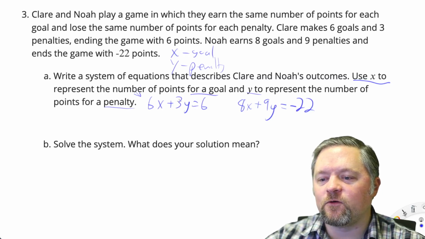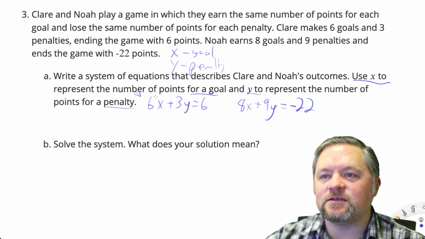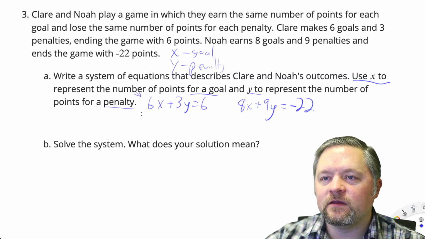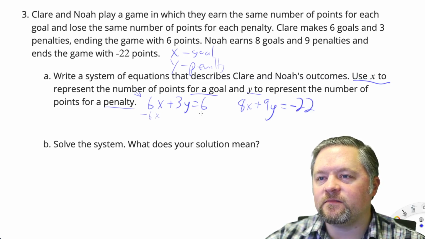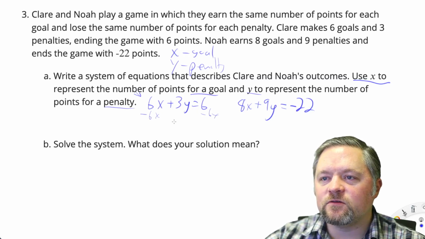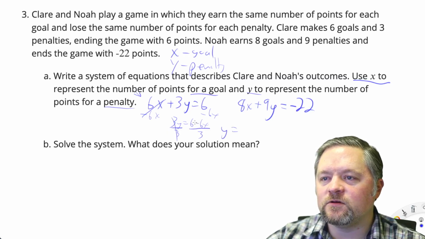If I want to solve this for y, first I have to get the x's on the other side of the equation. How do I do that? Let's just subtract them. So then those cancel. 3y equals 6 subtract 6x. Now to get the y by itself, I have to divide each side by 3. Those will cancel. And then y equals 6 divided by 3 is 2, subtract 6 divided by 3 is 2x. There.